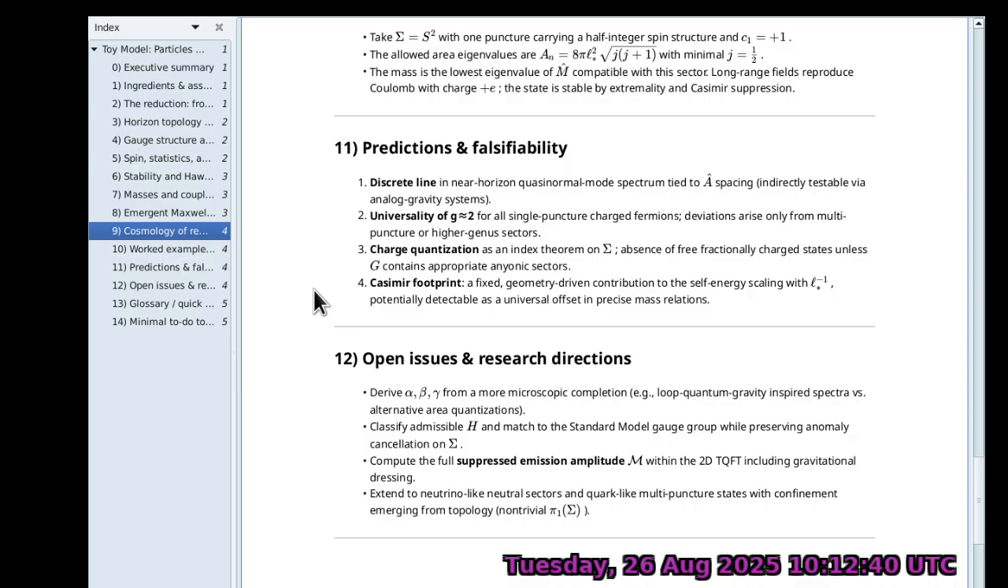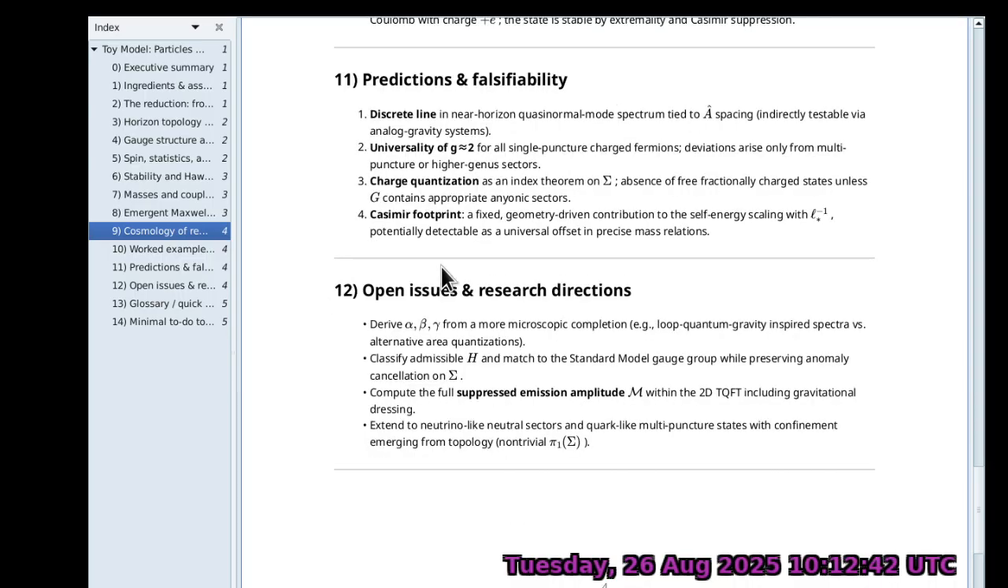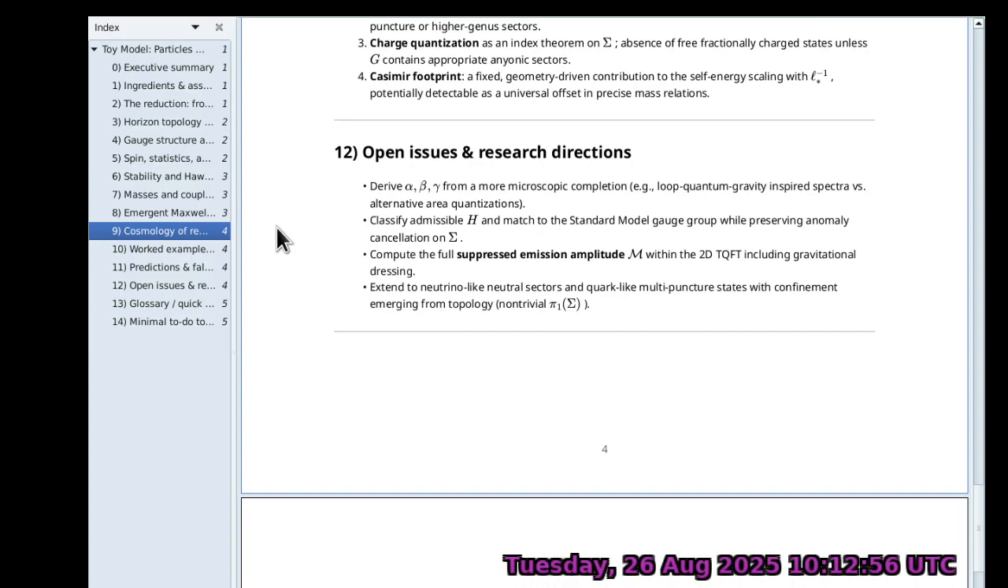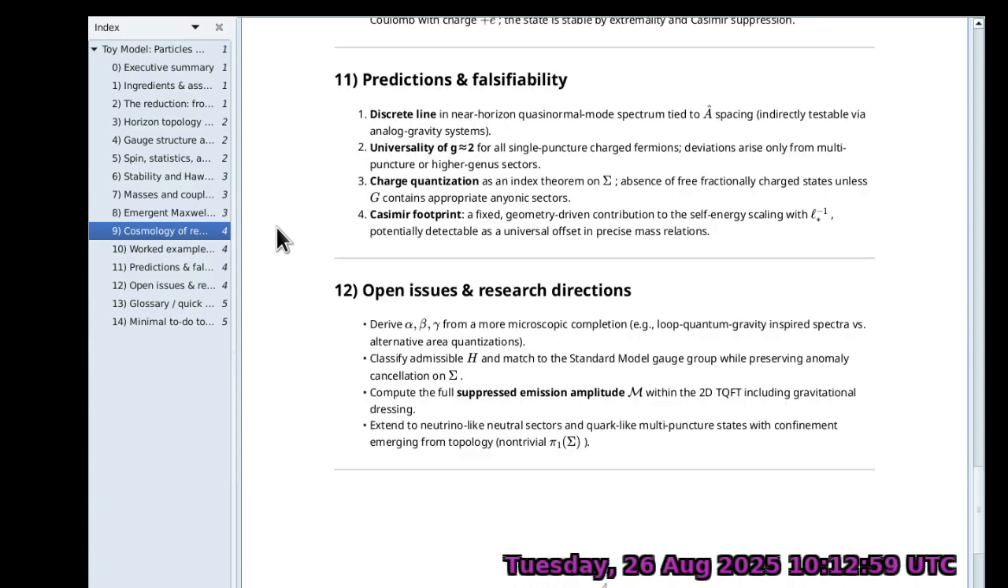All right. Casimir footprint. Why would it say it that way? A fixed geometry-driven contribution to the self-energy scaling. I don't know what that means either. I just told it. Before it did this, I just explained to it what I explained to you about the Casimir effect: that because of the Casimir effect, it shouldn't be able to produce Hawking radiation at those small scales. So I don't know why it said that there.